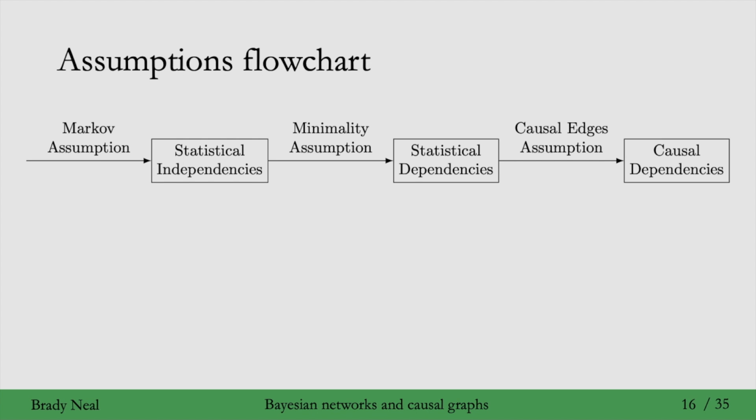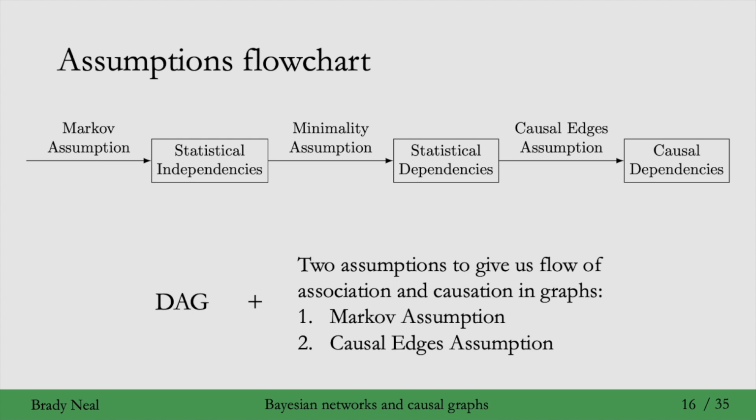So we already saw the Markov assumption and minimality assumption and how those get us to statistical dependencies in our graph. And then when we add the causal edges assumption on top of that, we can talk about causal dependencies in our graphs. This will be key for talking about the flow of not only association, which is a statistical dependence, but also causation, so that's causal dependence. For that, we need a DAG plus two assumptions, the Markov assumption and the causal edges assumption.